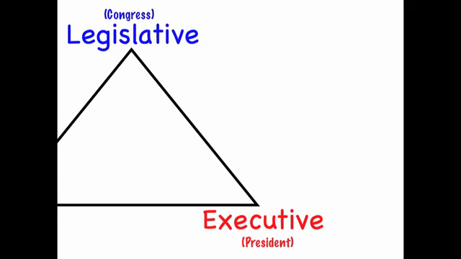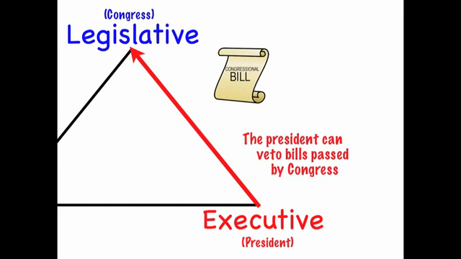The President has power over Congress because the President can veto bills passed by Congress. When the President agrees with a potential law Congress is trying to create, he or she will sign the bill to make it a law. However, the President also has the power to veto the bill to stop it from becoming a law.